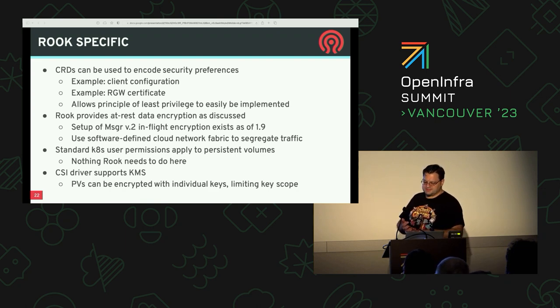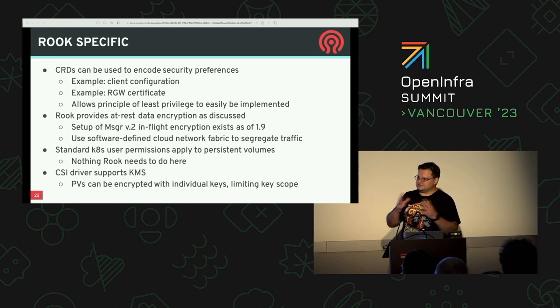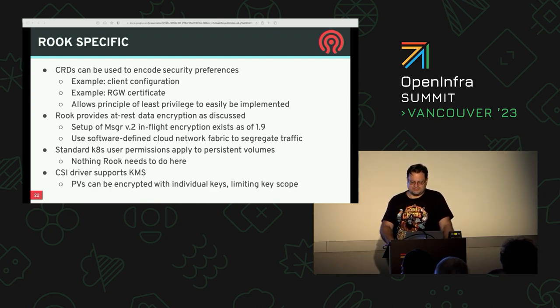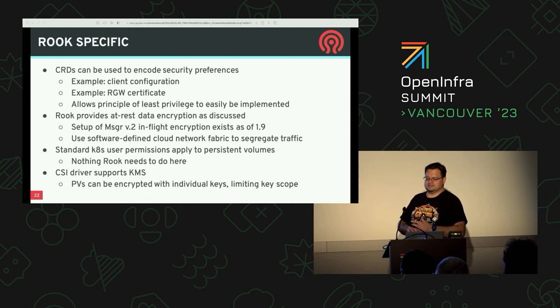Rook supports at-rest data encryption, as we discussed earlier, with in-flight Ceph protocol encryption management being added in 1.9. Rook is essentially a management tool, so you usually see a little bit of latency between Ceph versions and support for it in Rook. The Kubernetes user permission system applies to PVs, persistent volumes. So permissions, quotas, and all the other accoutrements that come with Kubernetes storage management are all there. Rook doesn't need to do anything for that.